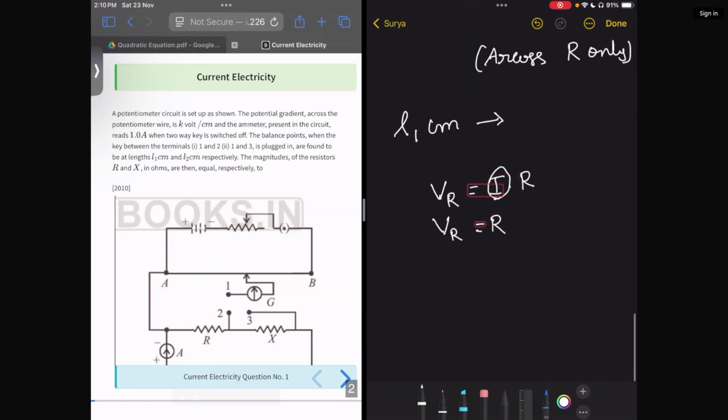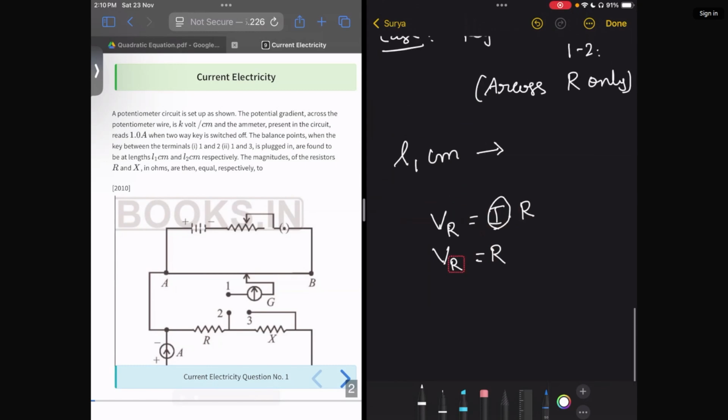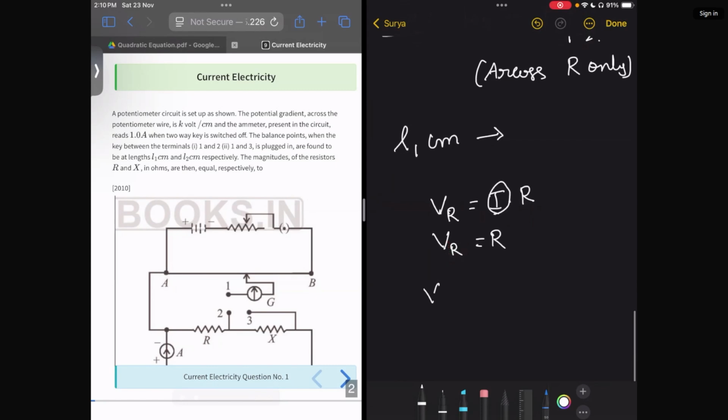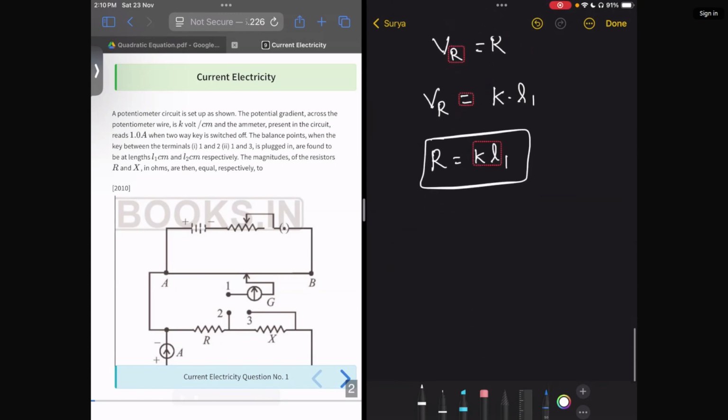We already know the relation between V and K and L. Here V_R is nothing but the potential drop across length L1, which is K into L1. So R is equal to K into L1. From this we got this relation.